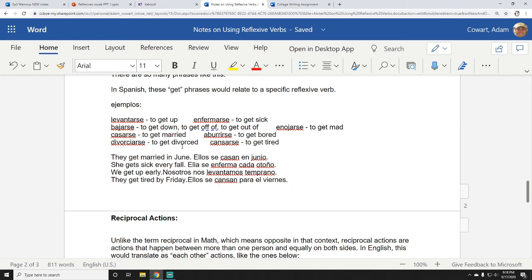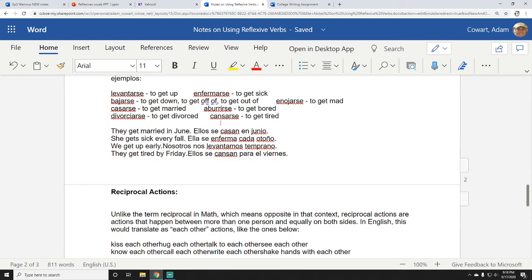Okay, so you'll notice these, wherever you see that se, you've got to use your little me, te, se when you conjugate them. Okay, so know these verbs. Okay, you will need to know them.